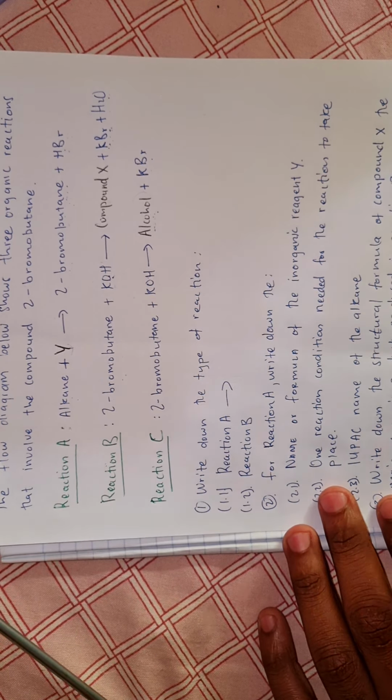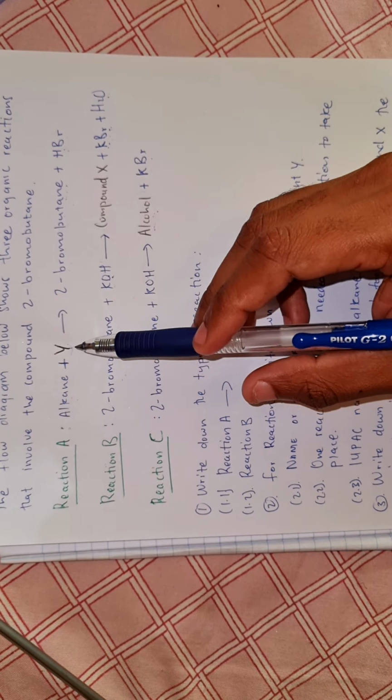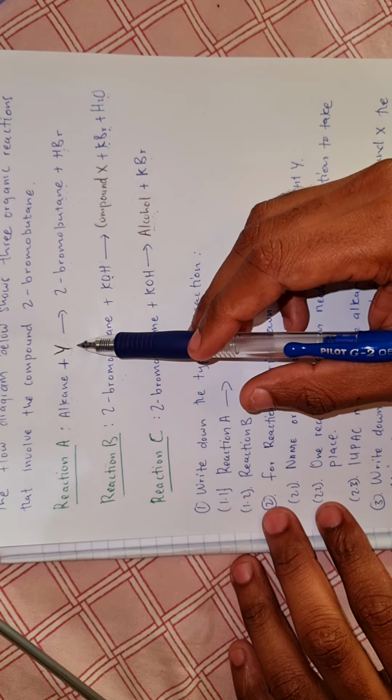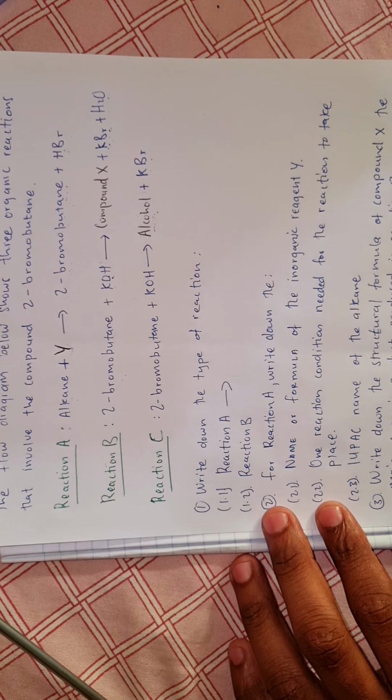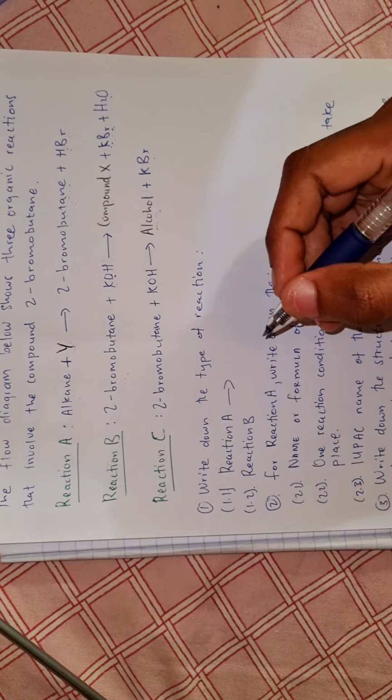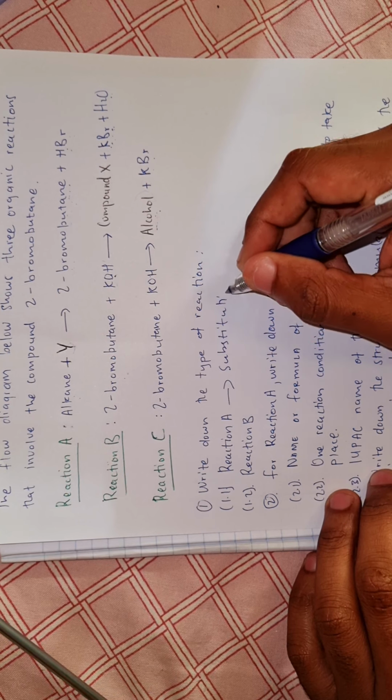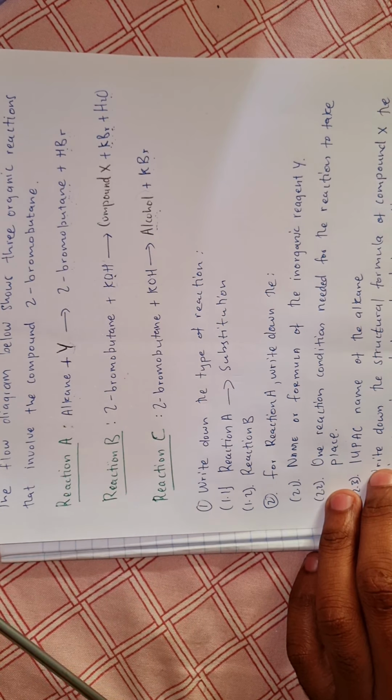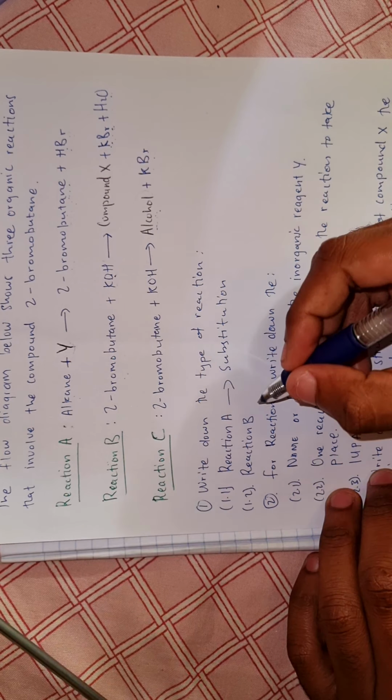So now for reaction number A, the type of reaction will be what? Yes, you are correct, it will be substitution. Or you can simply say it will be a bromination. It will be a substitution or bromination reaction.